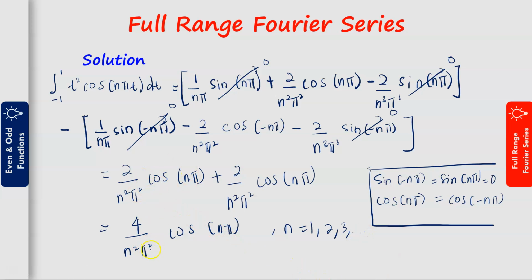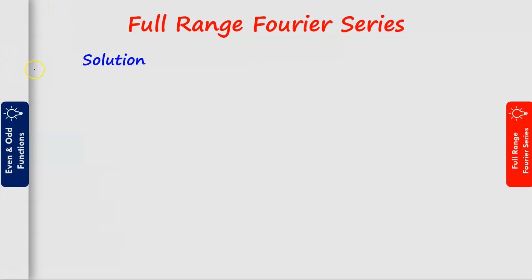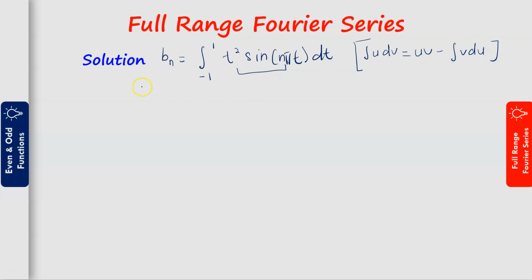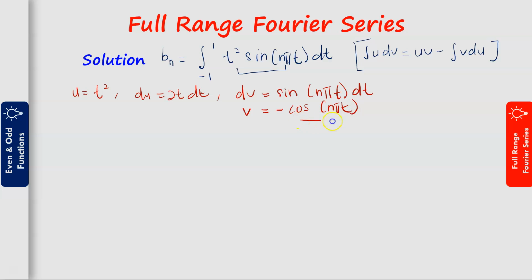And then class, next we need to form a table to find the pattern of this function. Next, we need to find Bn. Bn is given by the integration from negative 1 to 1 of t square sine n pi t dt. In this case, you can see we have t square and also trigonometric functions, so we need to use integration by parts. The formula of integration by parts is we integrate u dv equal to uv minus the integration of v du. So in this case, I let u equal to t square, and when we differentiate this u, we have du equal to 2t dt, and dv equal to sine n pi t dt. To get this v, we need to integrate both sides. We will have v equal to negative cos n pi t over n pi.